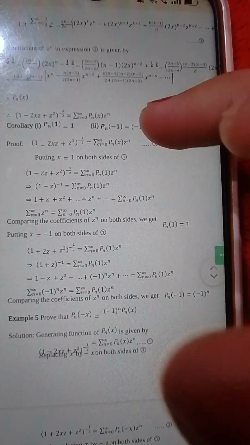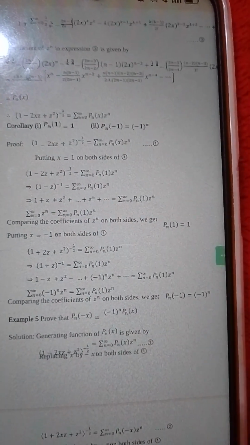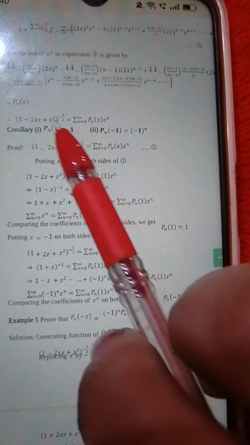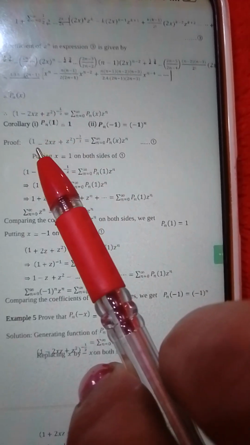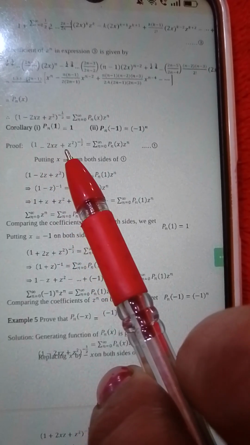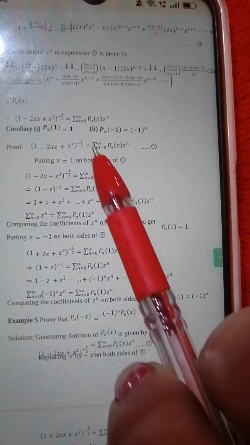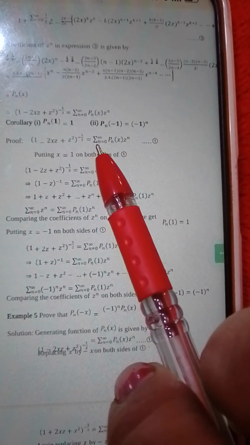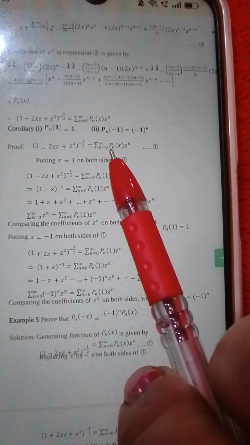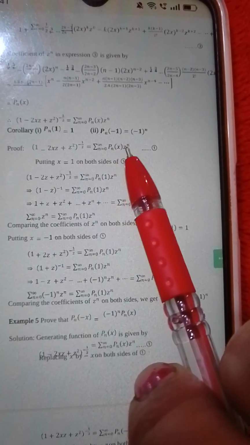Now we will do some corollaries. Our first corollary is Pn(1) equals 1. We will prove this. It is very simple. Let's start. (1 minus 2xz plus z square) power minus 1 by 2 can be written like this. We are using it here for proving this corollary: summation n equals 0 to infinity Pn(x) z power n.